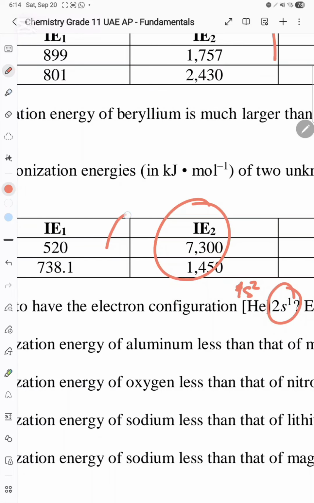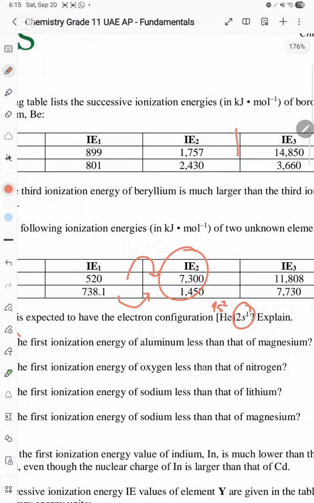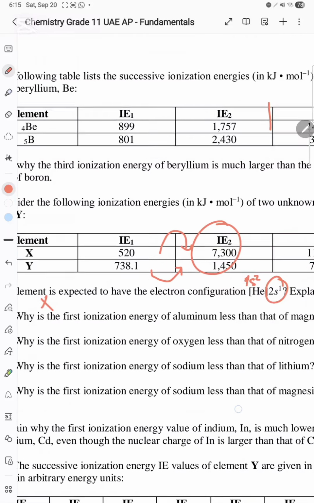So that's why there's a massive jump from IE1 to IE2 in X, whereas here it's not that massive a jump, so it can't be that, because the nucleus attracts the 1s2 electrons the most. The answer scheme says for element X, the first large jump is between IE1 and IE2, so it has 1 valence electron. For Y, the first large jump is between IE2 and IE3, so it has 2 valence electrons. Here you have only 1 valence electron, so it's X.